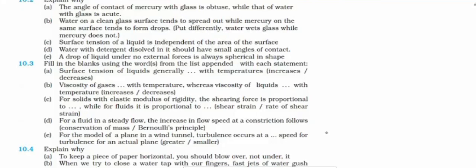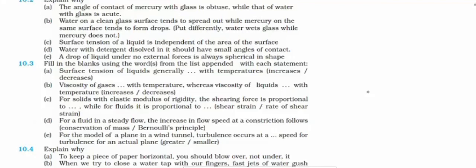Part D. Water with a detergent dissolved in it should have small angles of contact. Again, if the angle of contact is small, then water can wet the surface very efficiently, and that will improve the action of removal of dirt. So therefore, a good detergent should be able to reduce the angle of contact so that water can penetrate easily through the cloth.